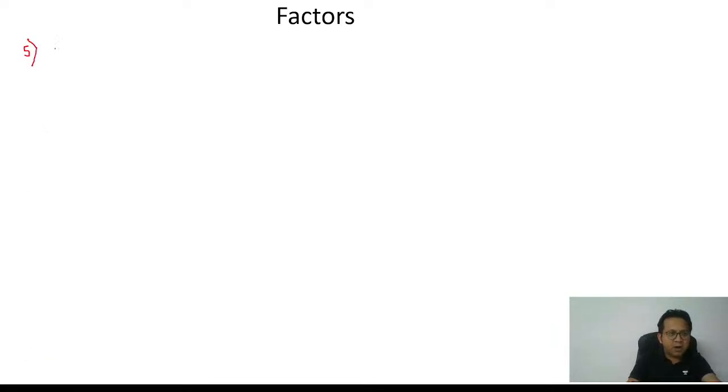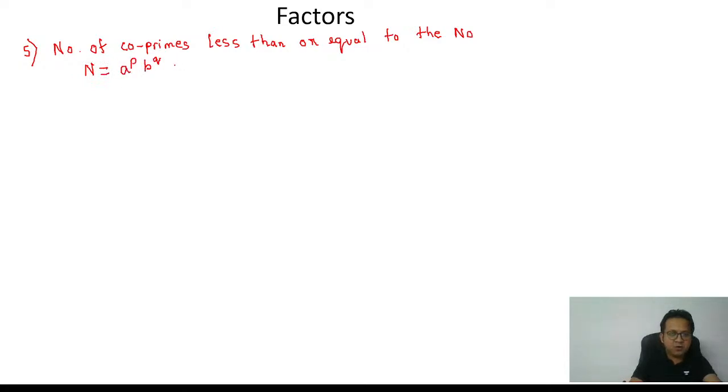Next. Number of co-primes to a number, less than or equal to the number. What is the formula for this? If you are able to express a number in the format of number equals a to the power p into b to the power q into c to the power r, where a, b, c are prime numbers.